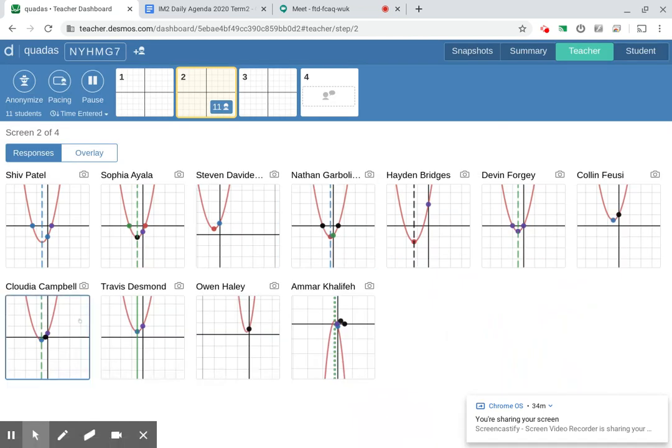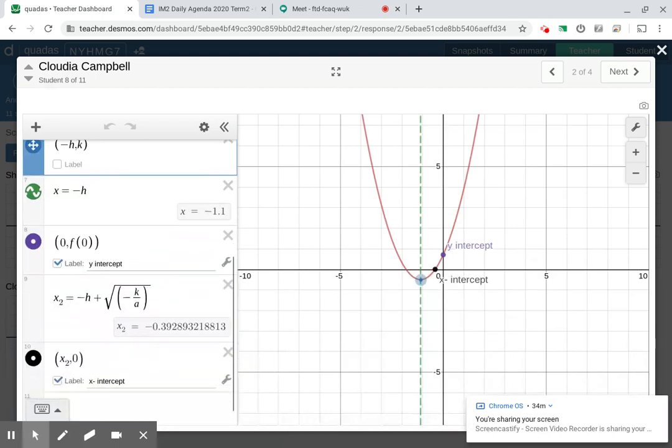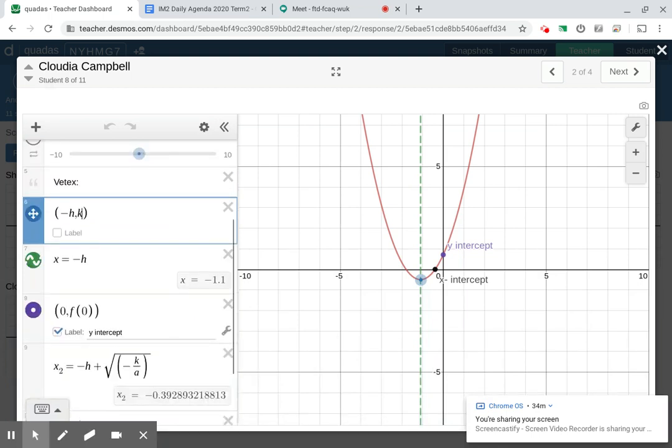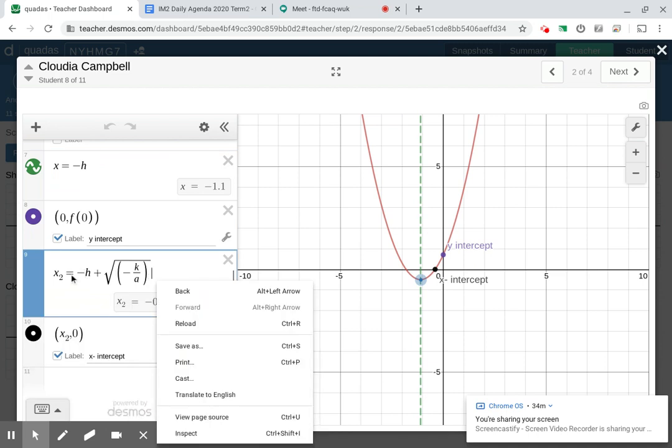Make sure everybody's good. Okay, Claudia, you have, let me see. Good. You got one. So then to get your other x-intercept, Claudia, you're going to do x1 equals this, but then just put a minus instead of the plus. So you just copy the whole thing. Put x1 equals, and you'll get the other x-intercept.